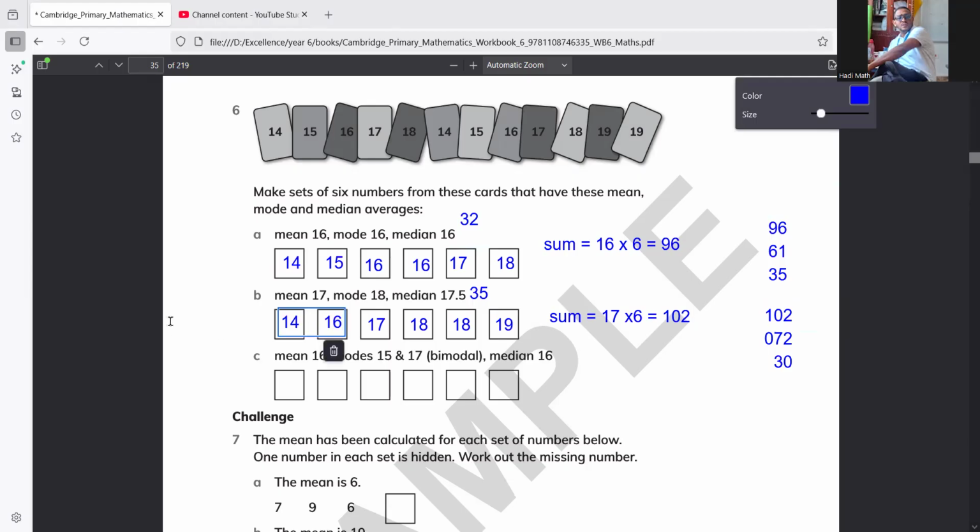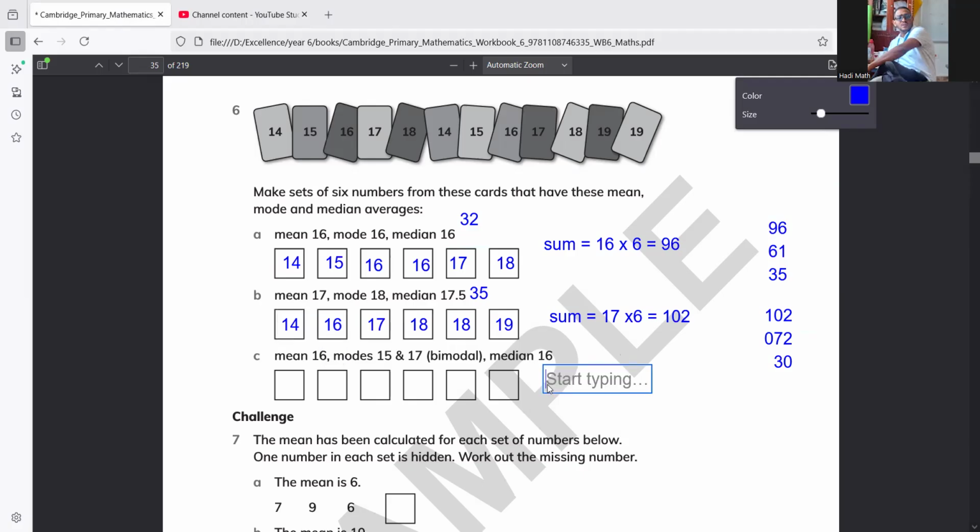Because you need two different numbers. You cannot choose the same number, because if you choose the same number, it will be repeated twice and the mode is going to change. That is why you don't need to use any other numbers. You just use only 14 and 16. Now all of them give you 102, and 102 divided by 6 gives you 17.